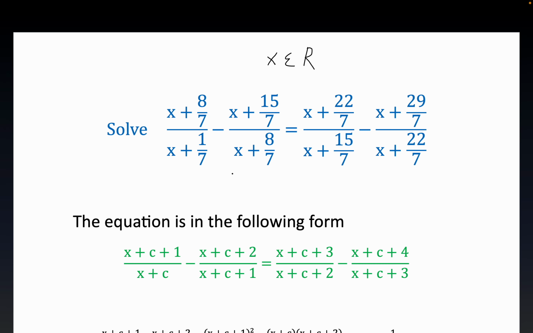Notice that 1/7 plus 1 is 8/7. 1/7 plus 2 is 15/7. 1/7 plus 3 is 22/7. So you see, we have a general form where c would be equal to 1/7.